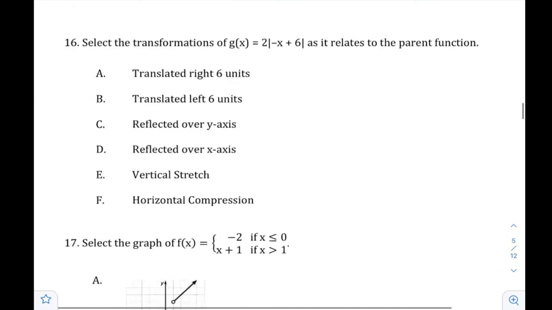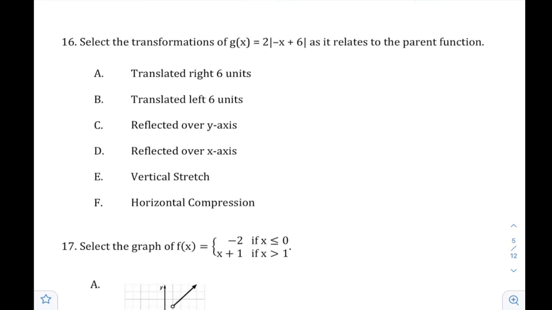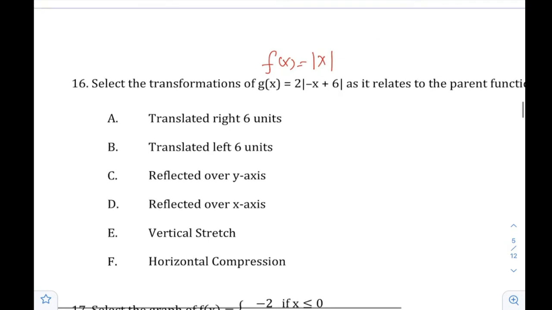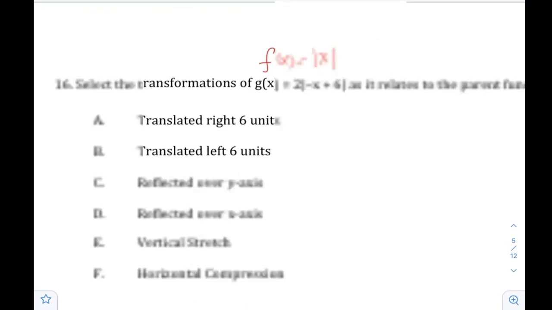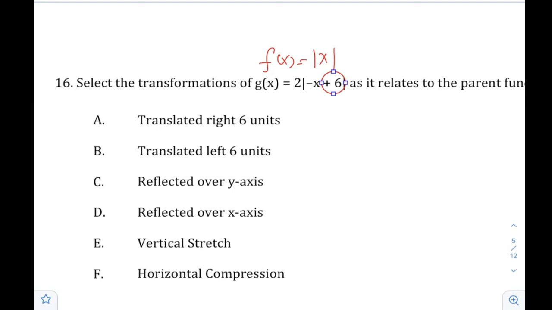Now select the transformation here that relates to the parent function. Of course, we are always comparing with the parent function absolute value of x. So absolute value of x here has been translated 6 units to the left. Where is it? Yes, here we are. We have here 2 outside the bracket and it's more than 1. That means it's vertically stretched. We have the minus inside the bracket, so there is a reflection, but over the y-axis. These are the transformations that we have here.